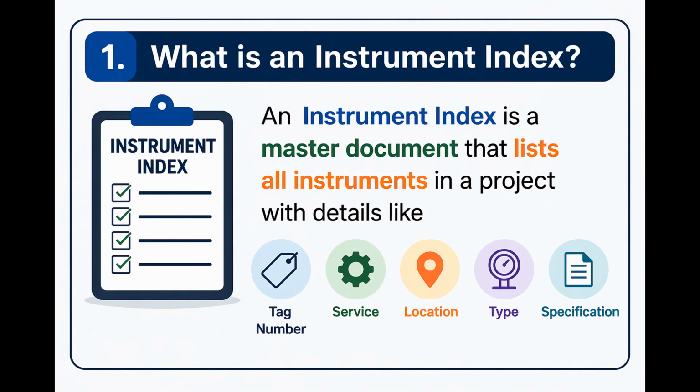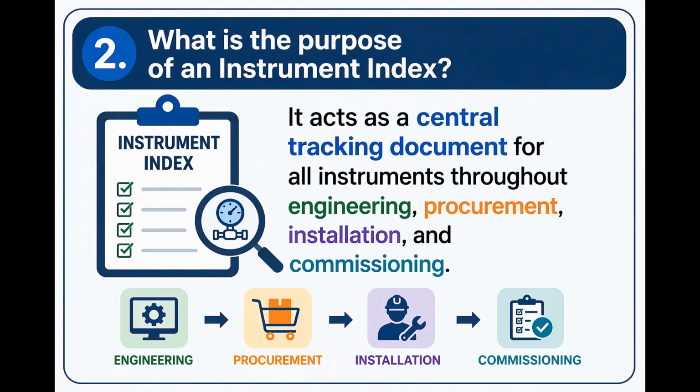Instrument Index and I/O List Basics. What is an instrument index? An instrument index is a master document that lists all instruments in a project with details like tag number, service, location, type, and specification. What is the purpose of an instrument index? It acts as a central tracking document for all instruments throughout engineering, procurement, installation, and commissioning.